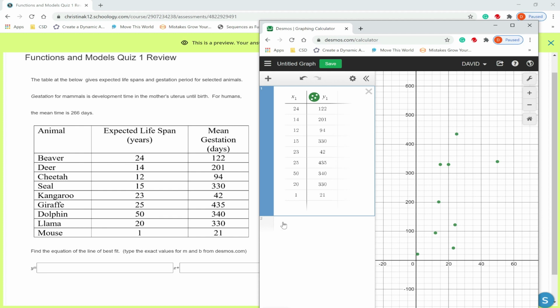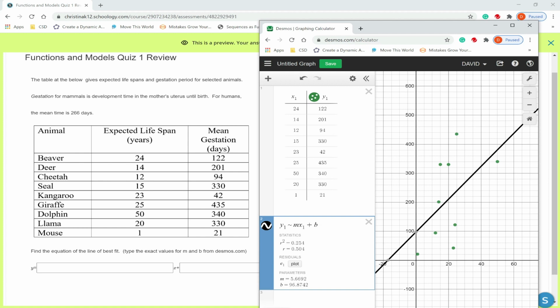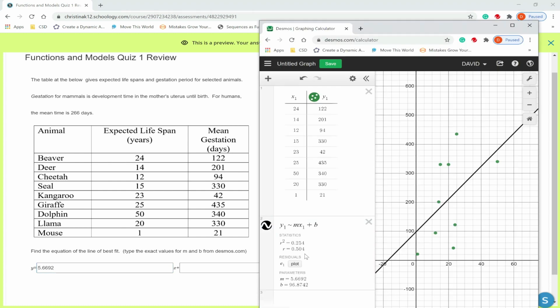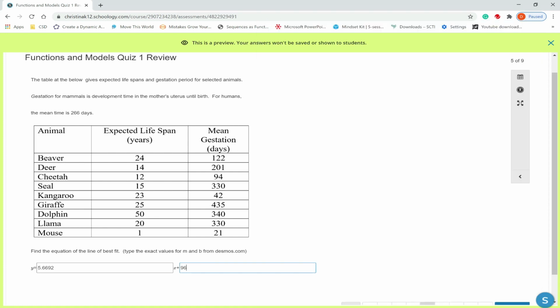Now, to get the equation, we're going to type in y1 tilde, which is right next to 1. So you hit shift tilde, mx1 plus b, and our equation is y equals 5.6692x. And then our b is going to be 96.8742. And we are done.